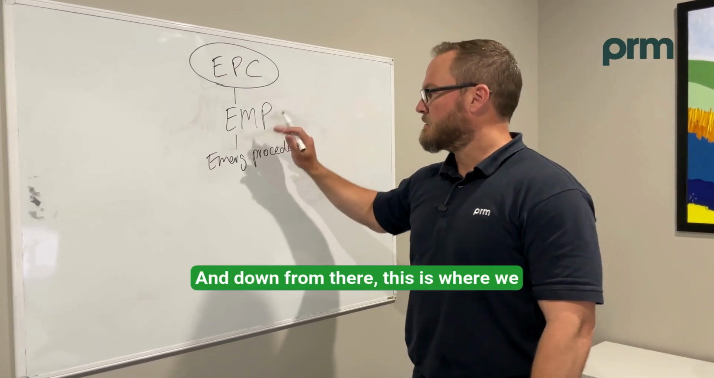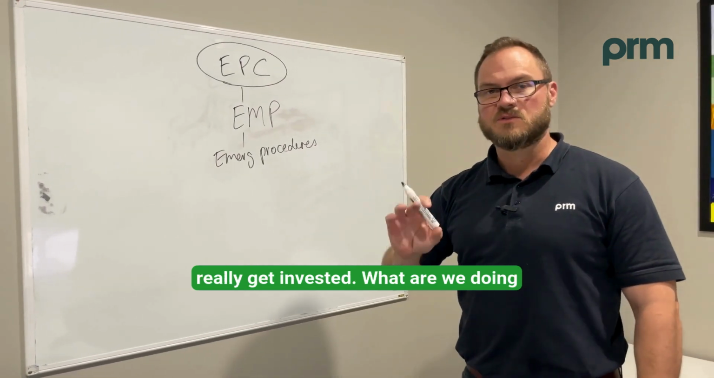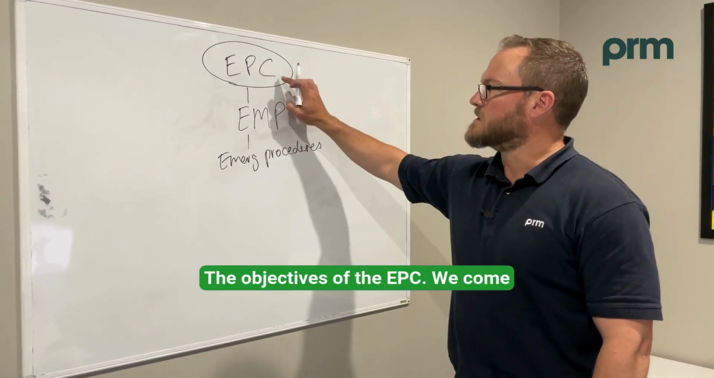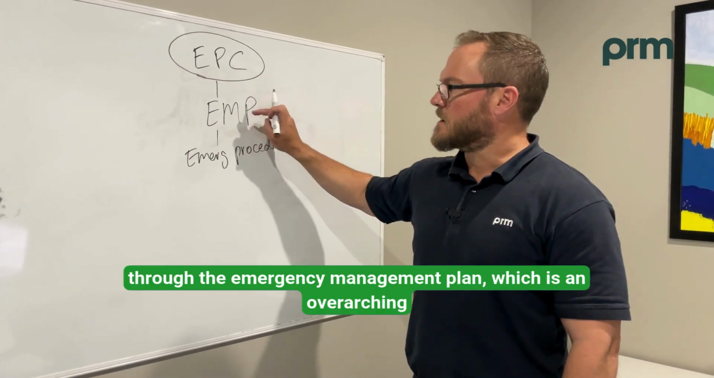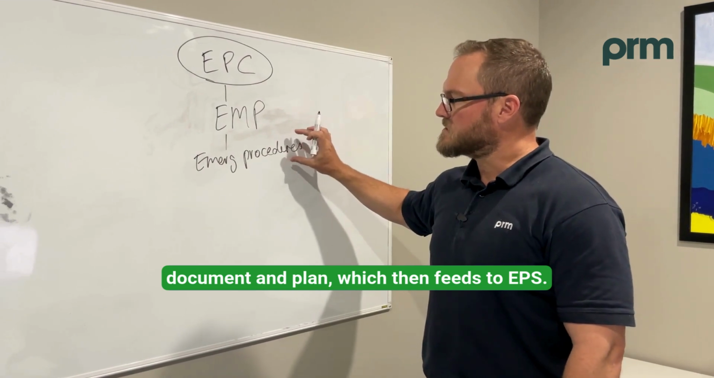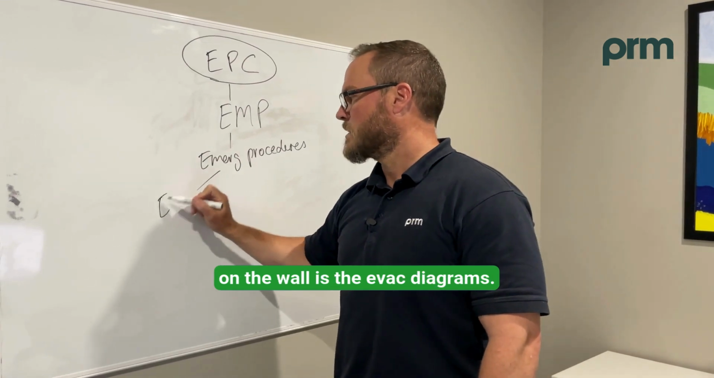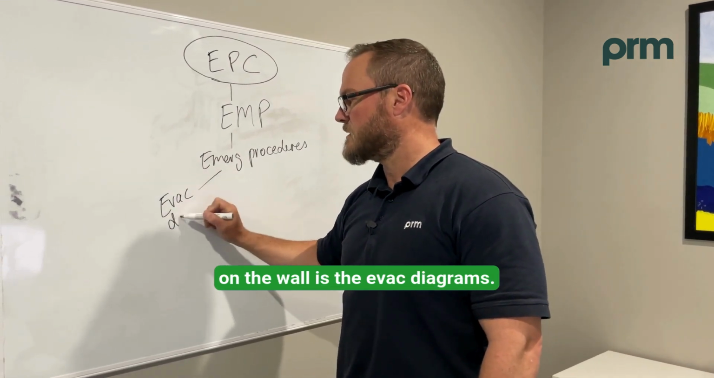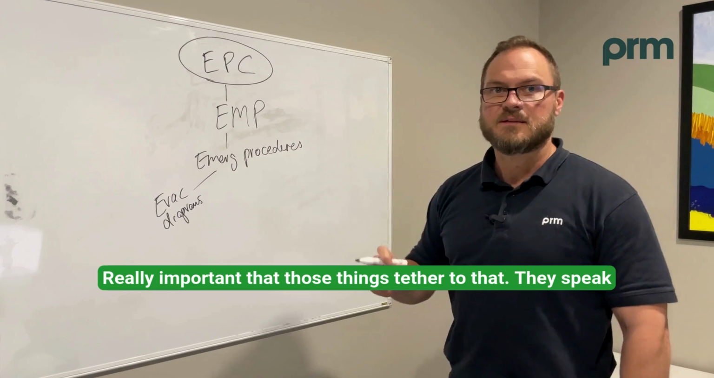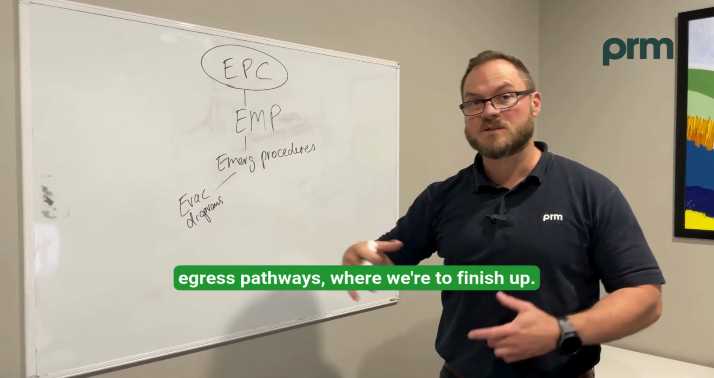And down from there, this is where we really get invested. What are we doing to expose our people to these things? The objectives of the EPC come through the Emergency Management Plan, which is an overarching document and plan which then feeds to the EPs. So the thing that we most often see on the wall is the evac diagrams. Really important that those things tether to that. They speak to the same objectives and ideas about where we're going to move people, the egress pathways, where we're going to finish up.